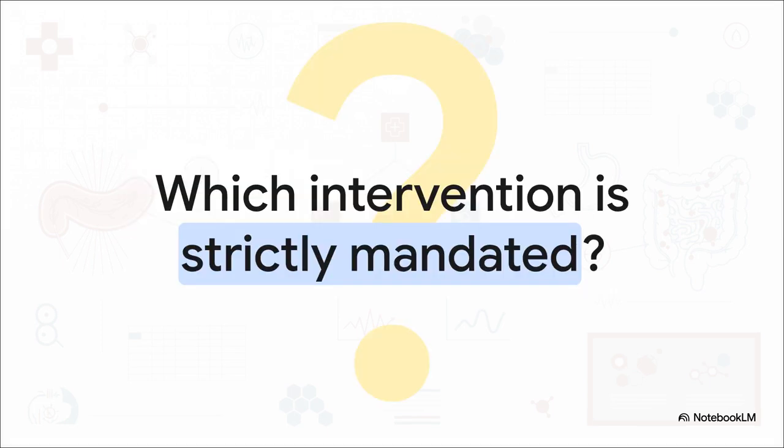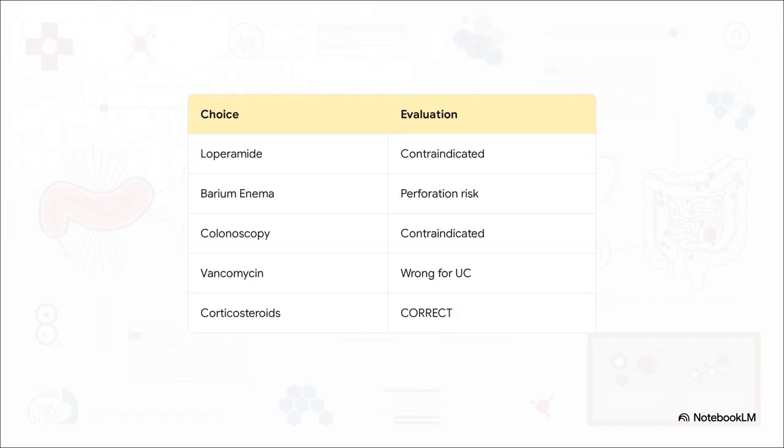Here is your final high-stakes assessment. A known ulcerative colitis patient arrives with a grossly distended tympanic abdomen and a temperature of 103 Fahrenheit. An abdominal X-ray reveals a 7.5 centimeter transverse colon. You've got to navigate the pharmacological traps here and determine the absolutely mandated intervention. Let's evaluate the options. Intravenous corticosteroids is strictly mandated here, so that's your correct answer. This patient is in a fulminant ulcerative colitis flare complicated by toxic megacolon. They need IV steroids immediately to suppress that catastrophic inflammatory cascade.